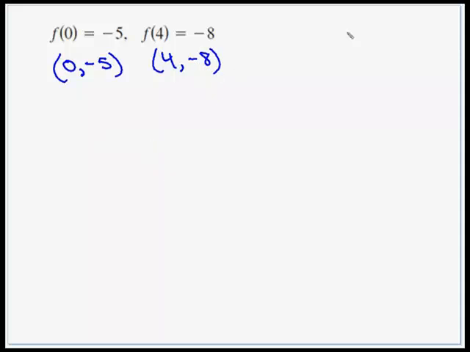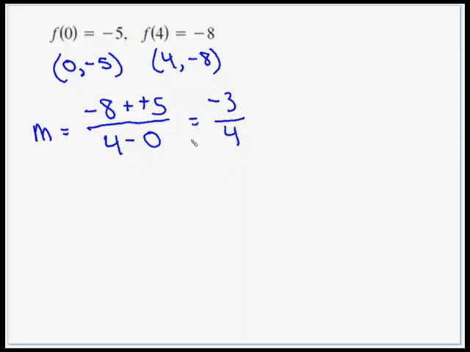So the first thing we need to do is find the slope. M equals y minus y over x minus x. I'm going to go right to left. Negative 8 minus a negative 5, and 4 minus 0. So here we add the opposite. Negative 8 plus 5 is negative 3, and 4 minus 0 is 4. So we found our slope. Our slope is negative 3/4.